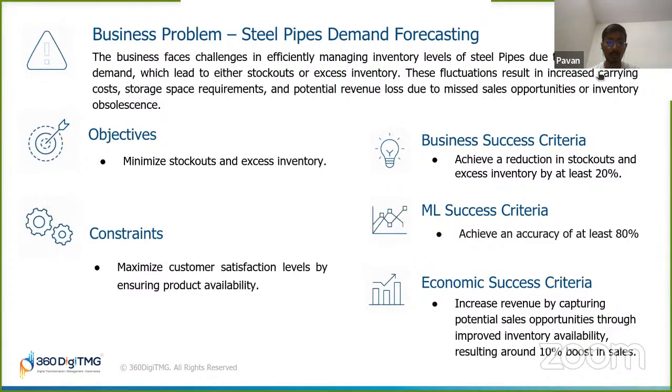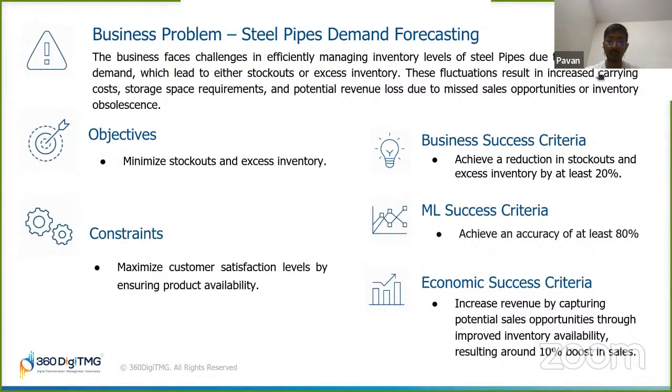Now coming to the constraints, one of the key constraints we need to consider here is maximizing customer satisfaction. This means ensuring that our products are always available when customers need them without overstocking. And in business success criteria, to measure our success, we have set specific business criteria. Our goal is to achieve at least a 20% reduction in stockouts and excess inventory. This would significantly improve our inventory management efficiency and reduce associated costs.